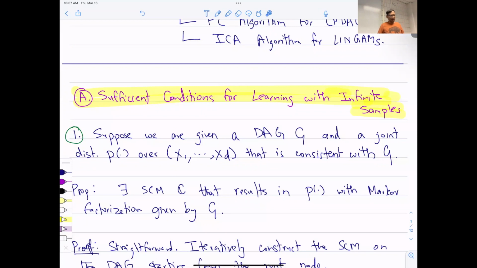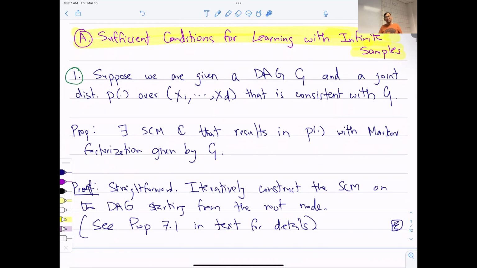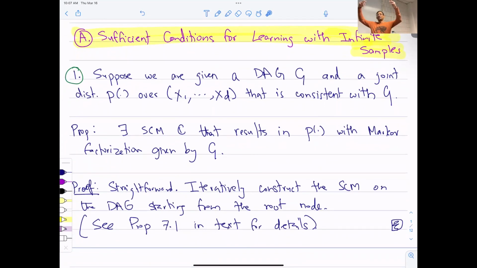That's consistent with the G, meaning that that joint distribution has a Markov factorization that is consistent with this graph structure. Then the first proposition is you can reverse engineer and actually find a structural causal model, a generative model, that results in a P with a Markov factorization by G. I'm not showing the proof here. You can read it, but it's pretty straightforward because it's just iterative, because it's a DAG.